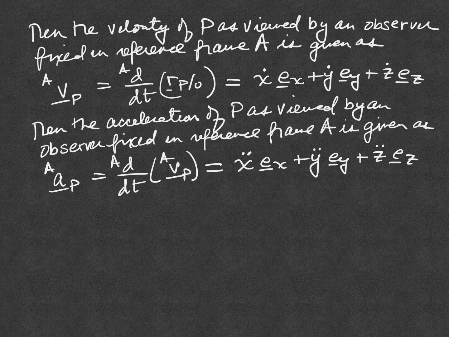The components of the original vector, which is the position of P relative to O, in Cartesian coordinates are x, y, and z, so I take the rates of change of x, y, and z to get the velocity, and then I take the second rate of change to get the acceleration.